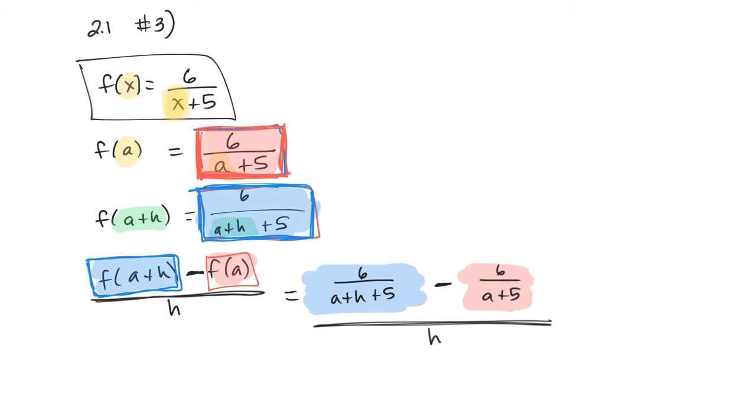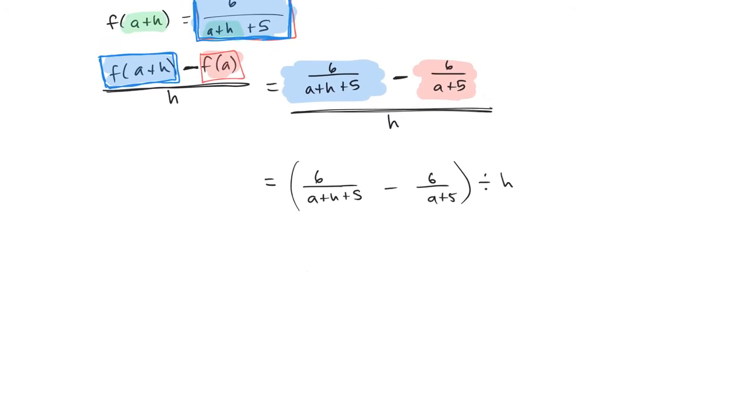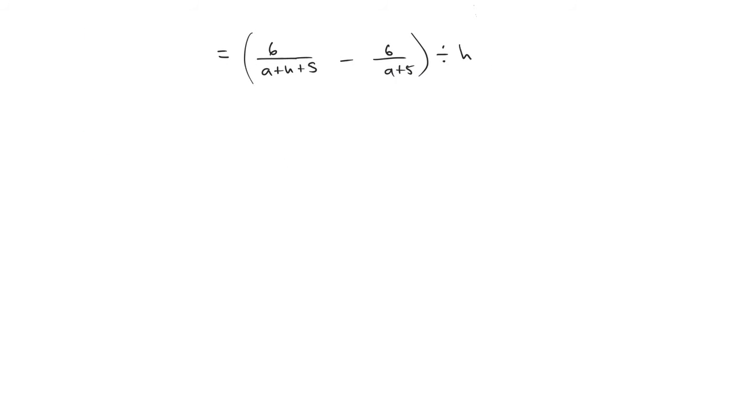Okay, and now we're just going to simplify this a little bit. So I have 6 over a plus h plus 5 minus 6 over a plus 5, and all of that is being divided by h. All right, so now we need to get a common denominator. Our common denominator is going to be a plus h plus 5 times a plus 5.